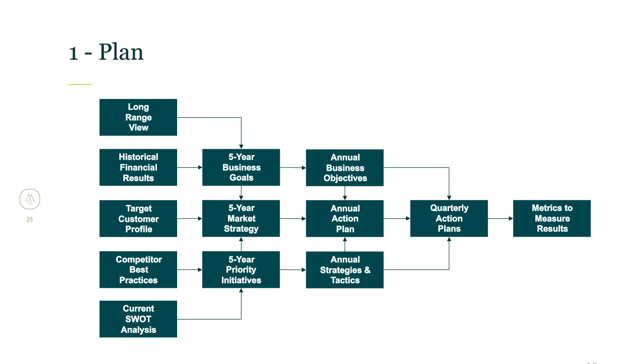your SWOT analysis, internally looking at yourselves, looking at what your competitors are doing in terms of best practices. Then you have your second piece, your goals and strategy and initiatives and your objectives and your strategies and tactics and your annual plan. So the guts of it is your plan. And then you have, okay, how are you going to execute that in terms of an action plan, and what are you going to measure?